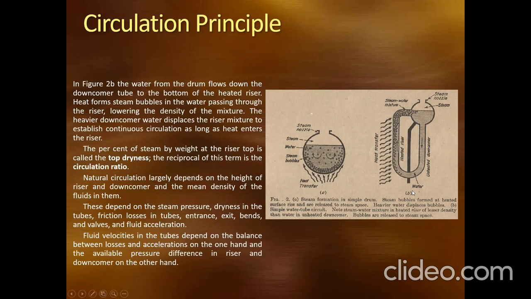So, in figure 2B, yan, ito yung kanina. The water from the drum flows down the downcomer tube to the bottom of the heated riser. Heat forms steam bubbles in the water passing through the riser, lowering the density of the mixture. The heavier downcomer water displaces the riser mixture to establish continuous circulation as long as heat enters the riser. Ito yung gas.